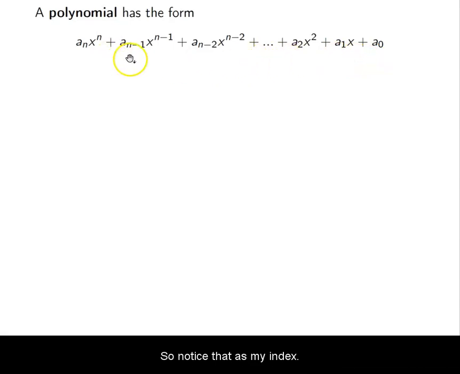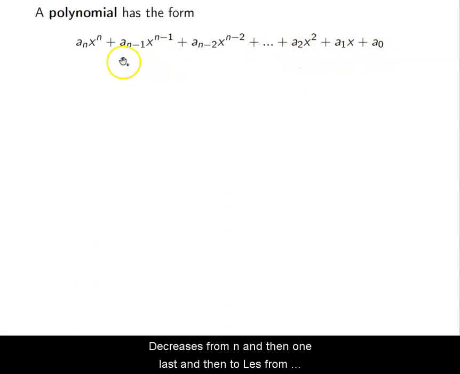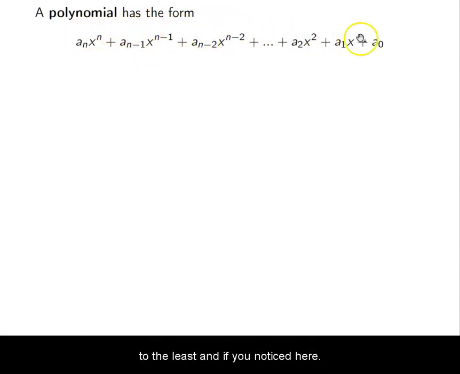So notice that as my index decreases from n and then 1 less and then 2 less from the n that I have down to 2, 1, 0, so does the power that I'm talking about, right? I start with the nth power and I decrease to 1 less than that power and then 2 less from the first power. So it's going in a descending order from the greatest down to the least.